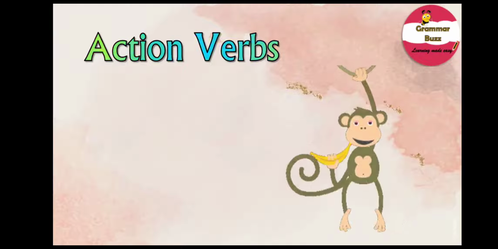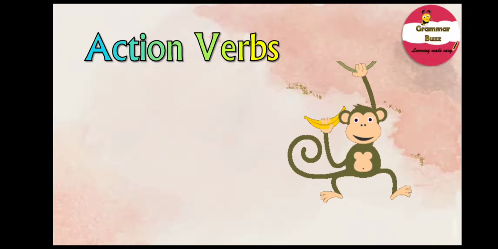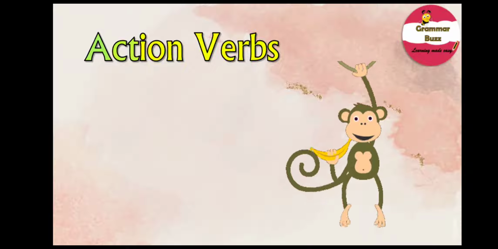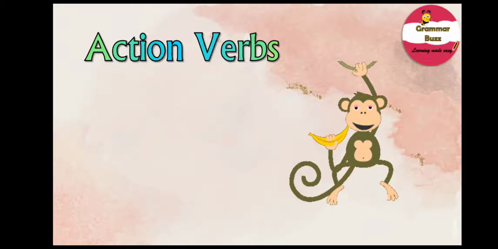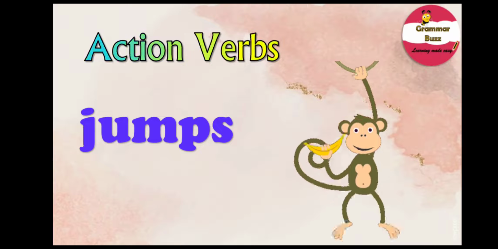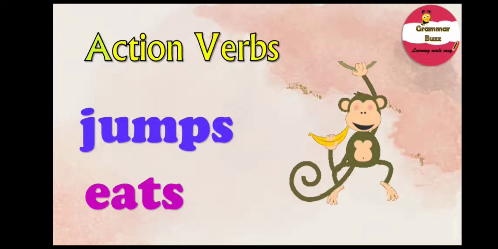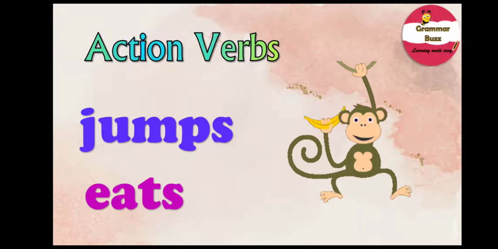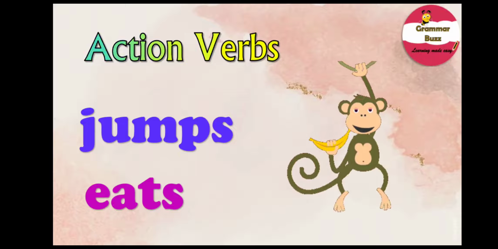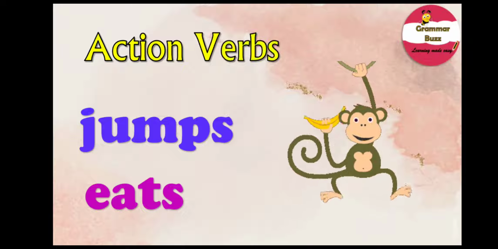Alright, on to the monkey. What does a monkey do? A monkey jumps. Yes, they love to jump. What else does a monkey do? A monkey eats maybe? They love to eat bananas. Yes, they love to eat bananas. So, a monkey jumps and eats. So, jumps and eats are good action verbs.